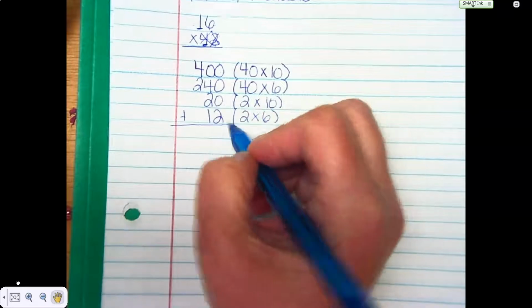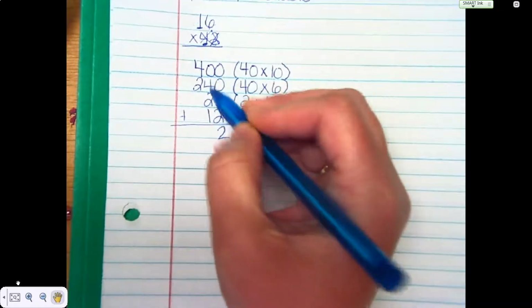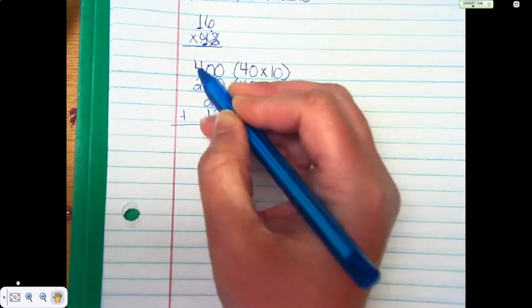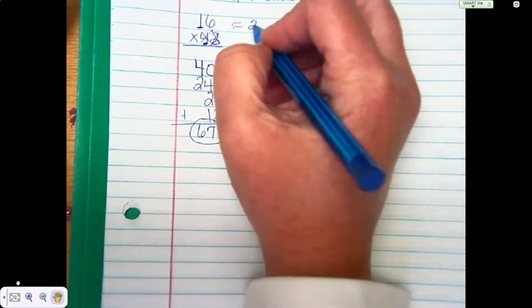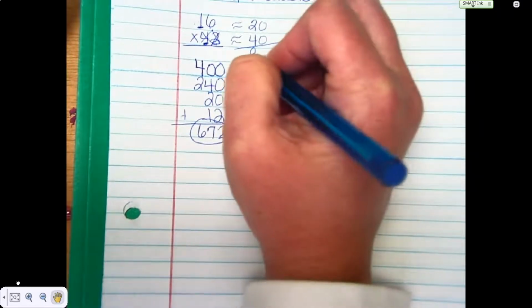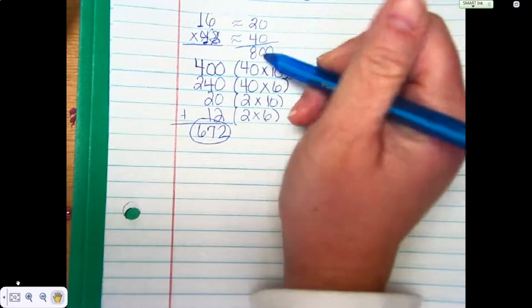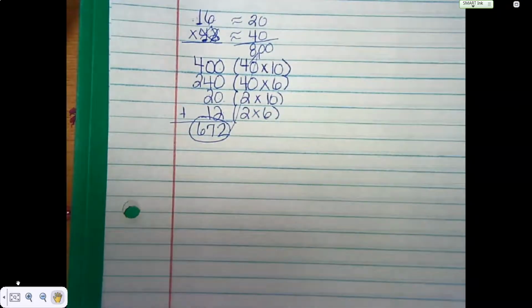And so now I'm going to add these together. 0 plus 0 plus 2 is 2, 4, 5, 6, 7, 4, 5, 6. So my answer would be 672. If I want to make sure my answer is reasonable, I can estimate. So I know that 16 is about 20, and I know that 42 is about 40. So 40 times 20 would be 800, and I know 800 is close to 672, so my answer is reasonable.